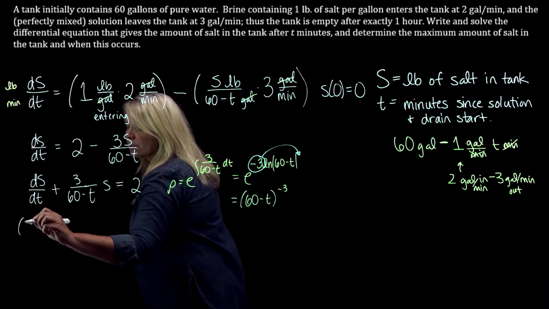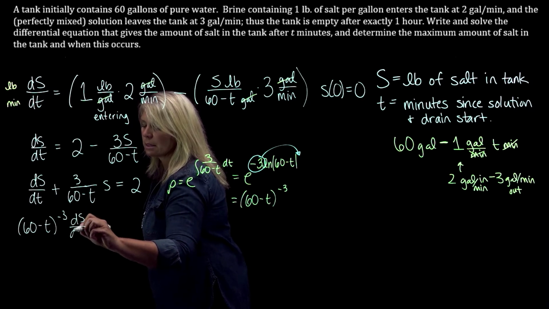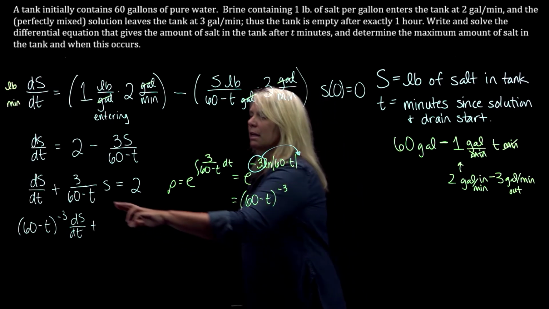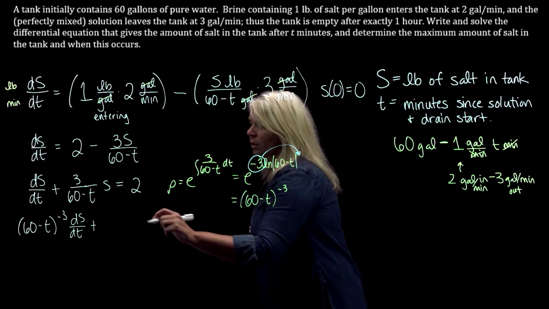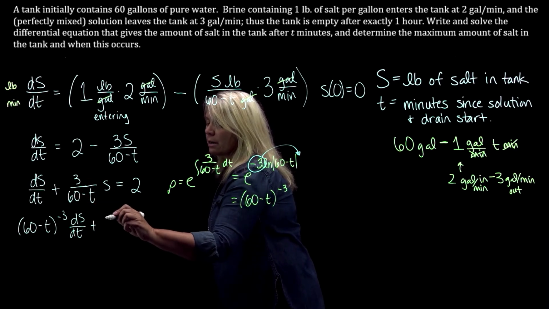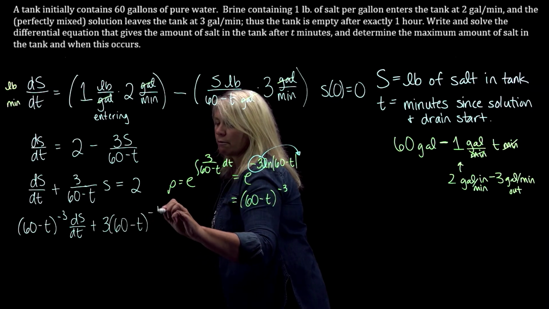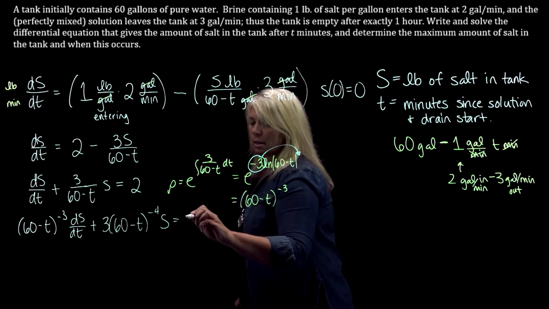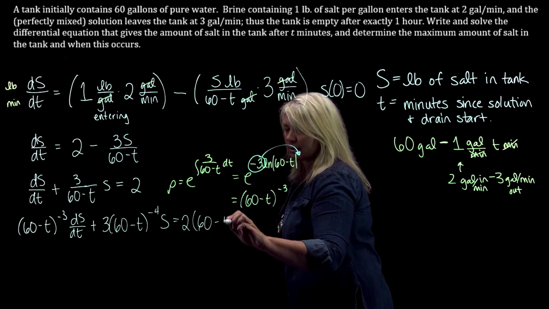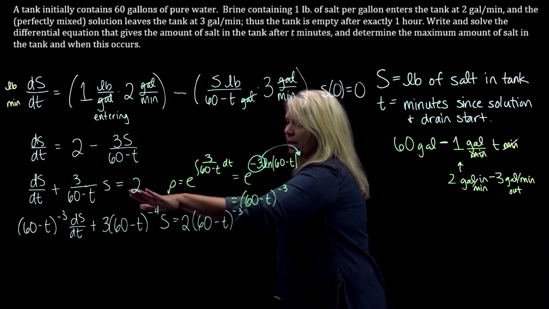So we'll go ahead and distribute through: 60 minus t to the -3 ds/dt plus, all right, and then when I take 60 minus t to the -3 times this term, I've already got this 60 minus t to the -1 power essentially here. So we're going to make that plus 3 times 60 minus t to the -4 s is 2 times, remember to multiply the right-hand side. I tend to forget that, so don't you forget it. Okay, so 60 minus t to the -3 times the right-hand side.